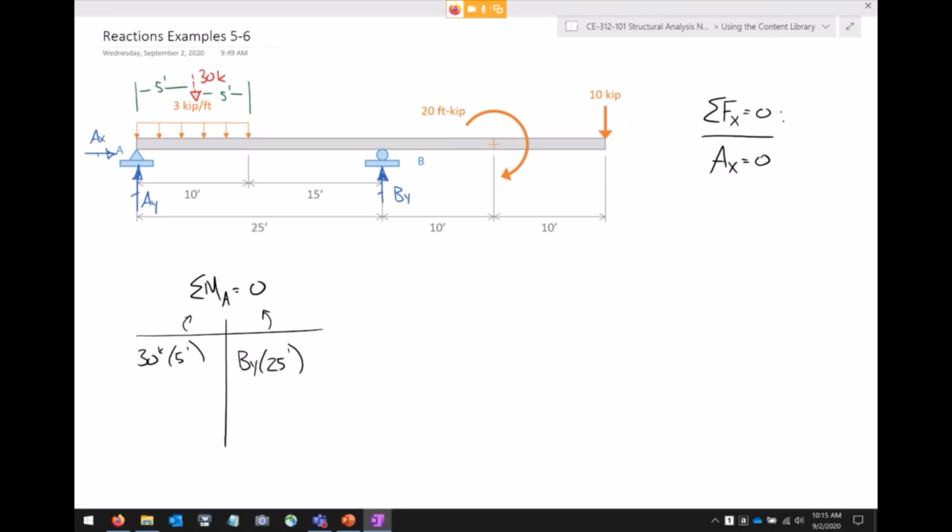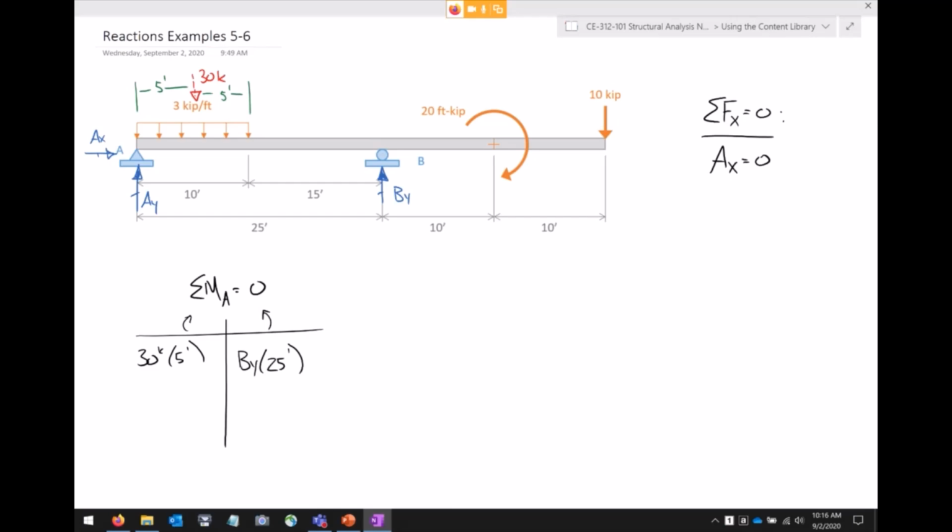And the answer is it goes on the left because it's a clockwise moment. I've got clockwise moments on the right, counterclockwise moments on the left, so it goes on the left. Now, the kicker is, what is the moment arm? Because that's what we've been asking with the forces. We've said, the 30 kips, it goes on the left side of the table. It has a moment arm of 5 feet. The BY, it has a moment arm of 25 feet.